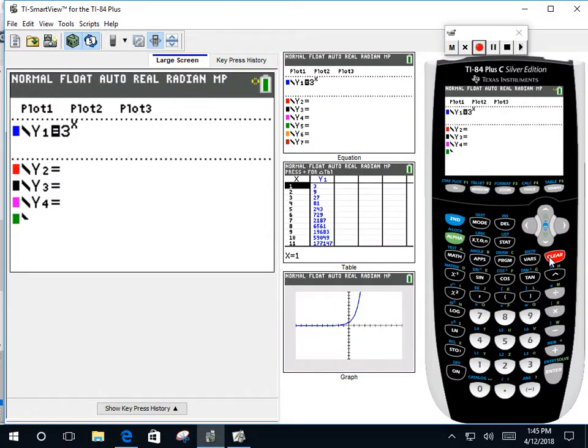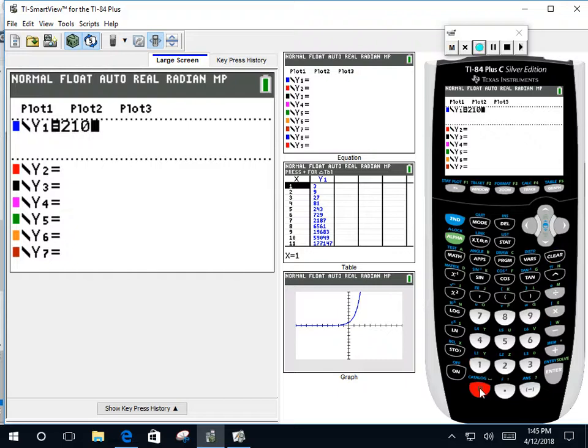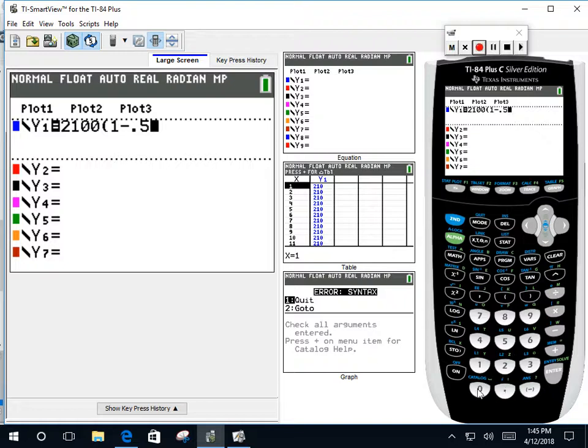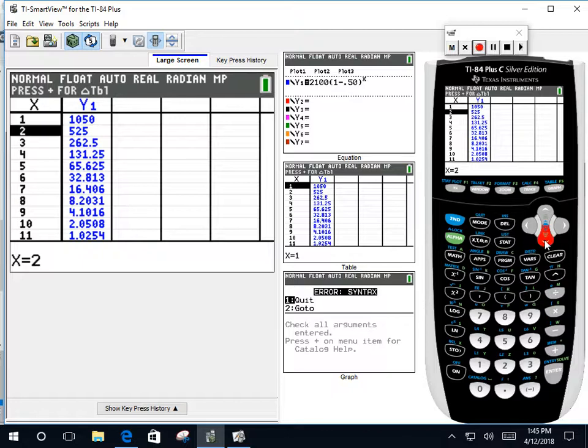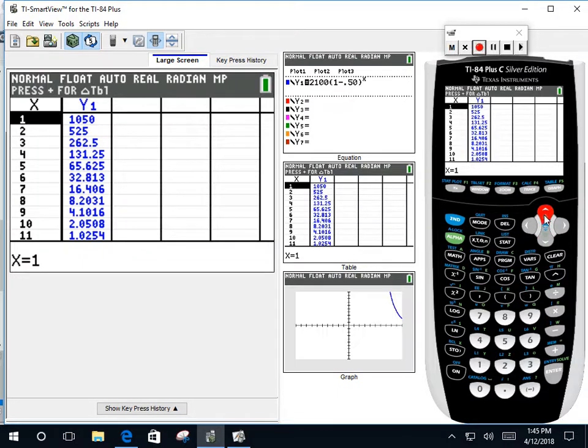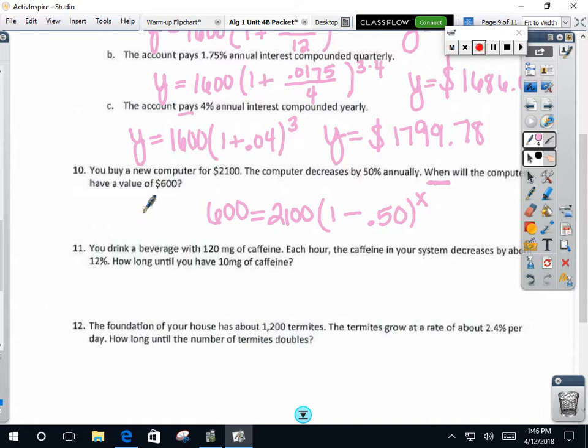So y equals 2,100 times 1 minus 0.50 to the x power. It was 2,100 first, right? Now I'm looking for when the computer is worth $600. Well, after 1 year, it's still worth a little bit over 1,000, 1,050. By 2 years, it's worth 525, so lower. So doesn't it occur sometime between year 1 and year 2? So you could just write between 1 and 2 years.